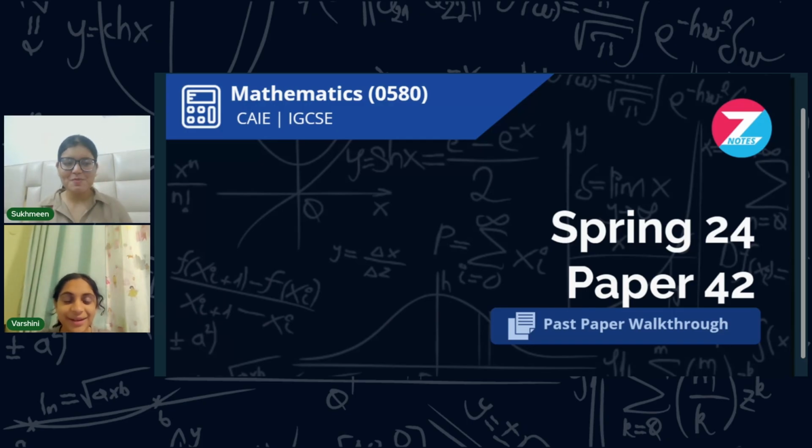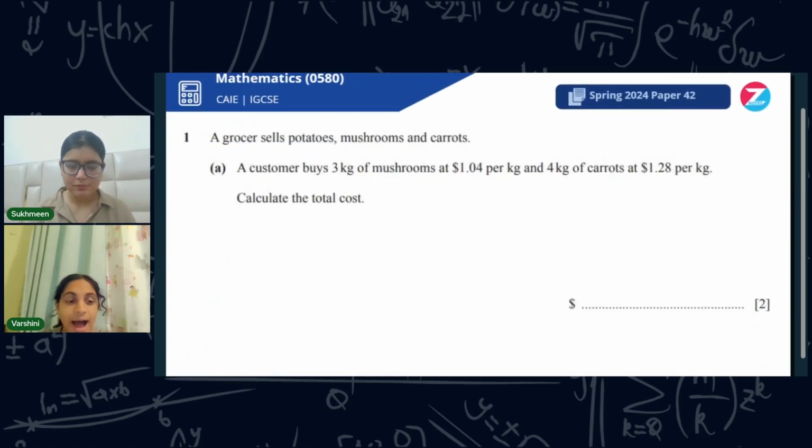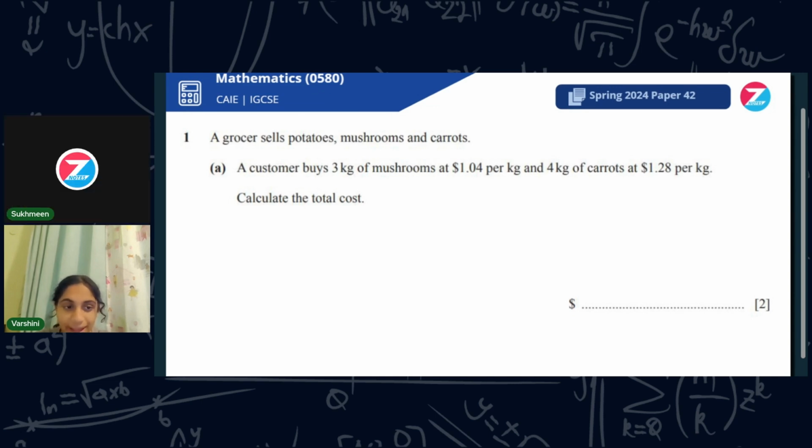Hi everyone. So today we'll be going through this paper. Go to the first question. A grocer sells potatoes, mushrooms, and carrots. In part A, a customer buys 3 kgs of mushrooms at a price of $1.04 per kg, and 4 kg of carrots at $1.28 per kg, and we need to calculate the total cost.